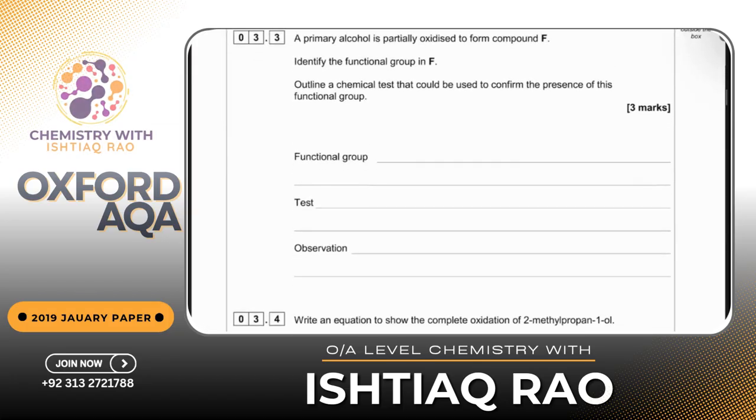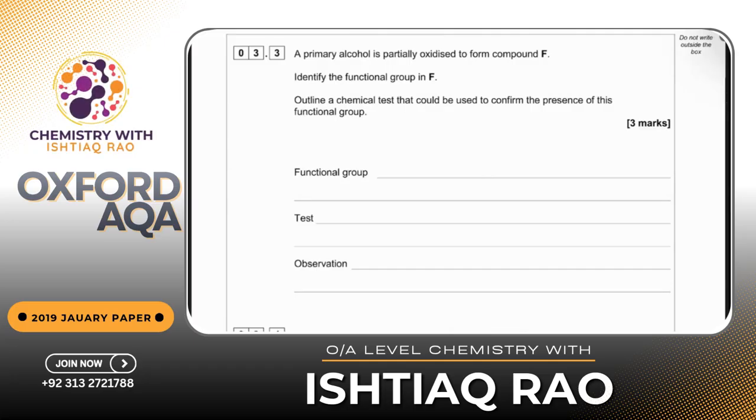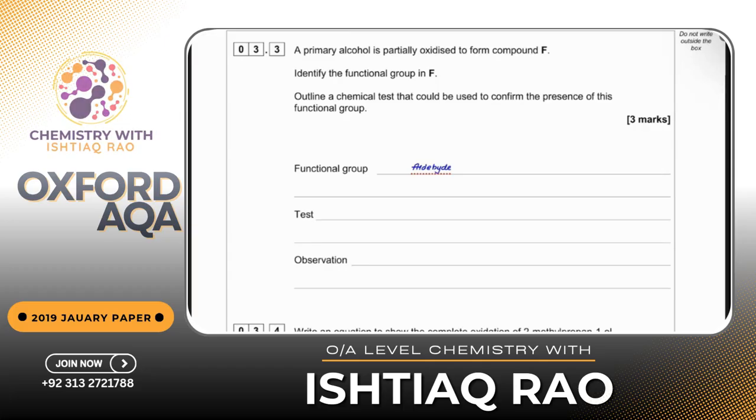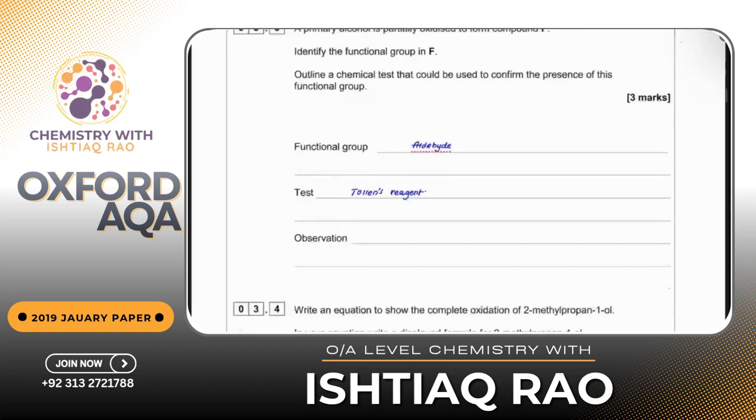A primary alcohol is partially oxidized to form compound F. Identify the functional group in F. Outline a chemical test that would be used to confirm the presence of this functional group. When we have a primary alcohol, it can be oxidized into an aldehyde first, and the aldehyde can be oxidized into carboxylic acid. So the functional group in F would be aldehyde. I would add Tollens reagent, and the observation is that a silver mirror is formed.